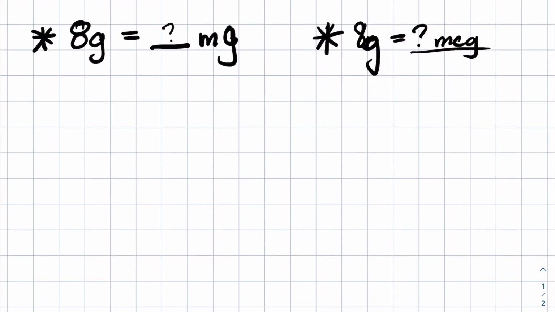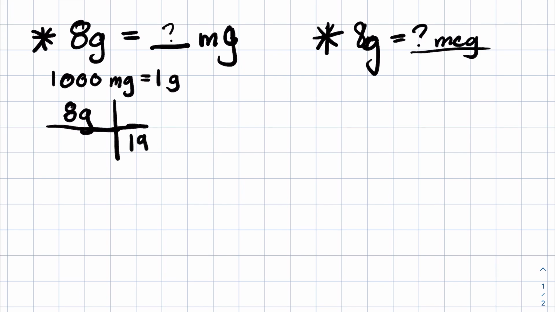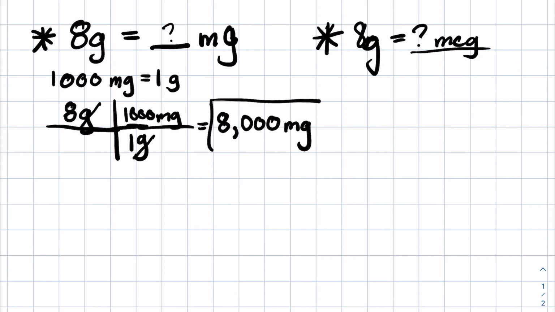Here, we have to know how many grams make a milligram and how many grams make a microgram. In 1,000 milligrams, there is 1 gram. So what we have to do is we take 8 grams, we take what we know, and we're going to convert grams to milligrams. And by doing this, we'll have 8,000 milligrams.